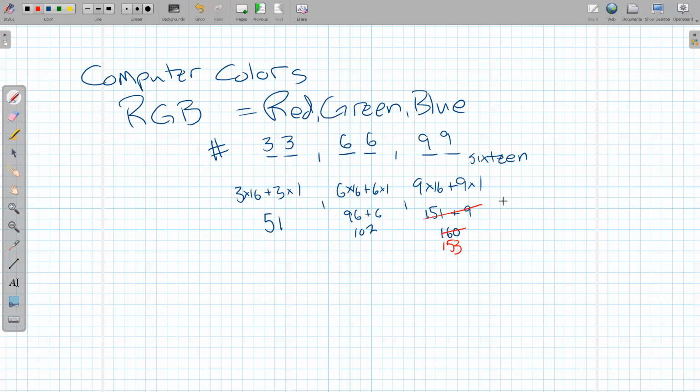And that's all right. Now I'm not going to add these up or anything. This is just the decimal version of the numbers down here. So let me rewrite all those in red. So the 51 and the 102, these are decimal versions of the hexadecimal values above. And it just tells the computer how much red to use, how much green to use, how much blue to use. So let's check out a hexadecimal color editor.